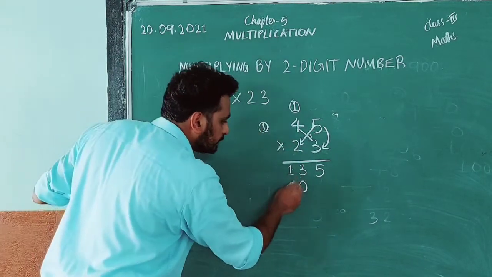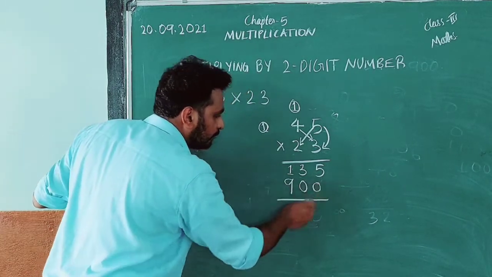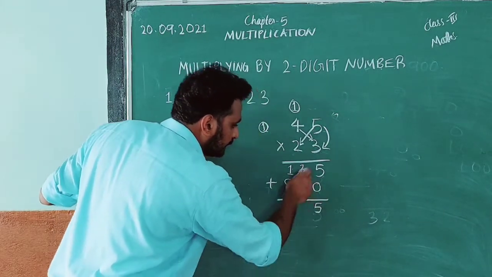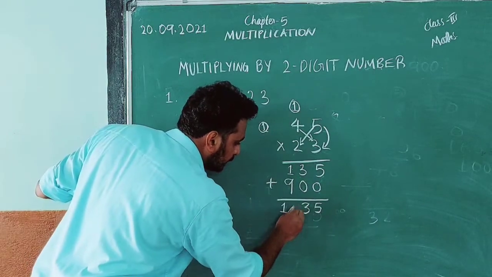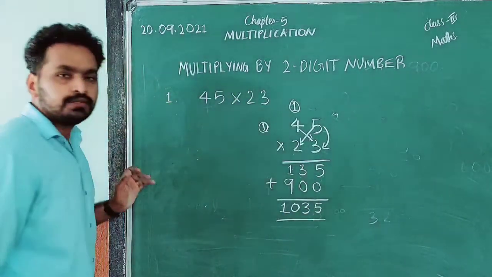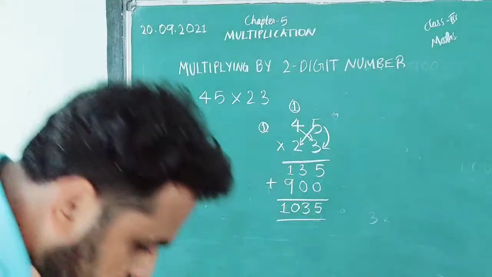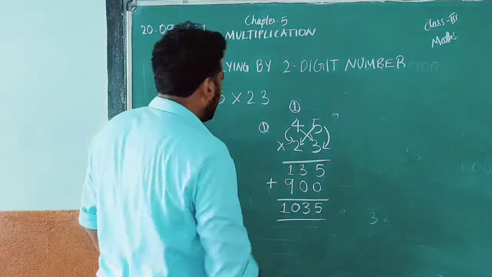8 plus 1 is 9. So here we can write 0. Then addition: 5 plus 0 is 5, 3 plus 0 is 3, 1 plus 9 is 10. Understood? Okay, let us do one more example.